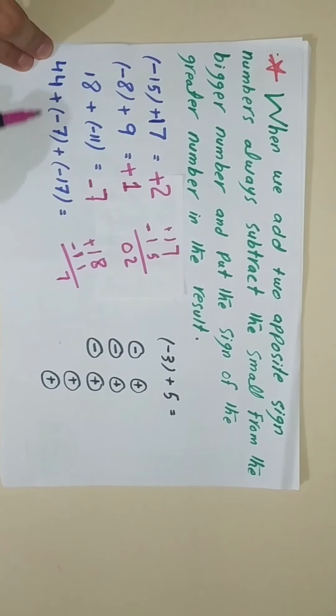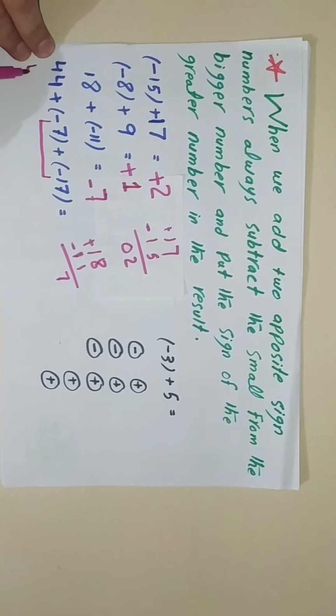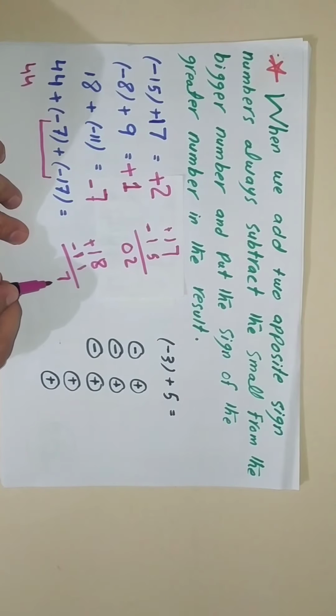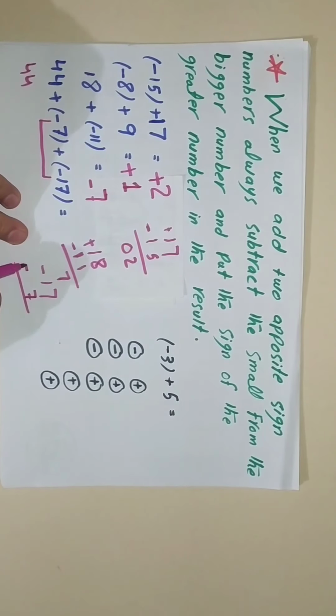I have another example with more than 2 numbers, like 3. First I have to add these 2 numbers. It is 44 minus 7 plus minus 17. So I do it like this: minus 7 minus 17. 7 plus 7 is 14. You put 4 here and add the 1 there. 1 plus 1 is 2. So it is minus 24.